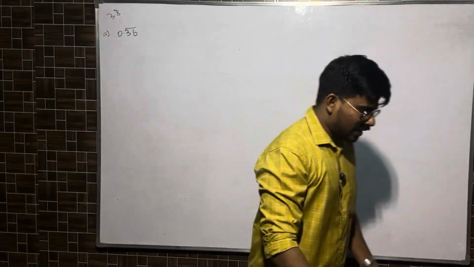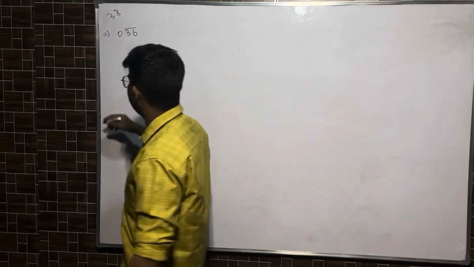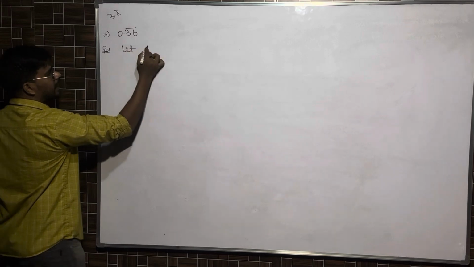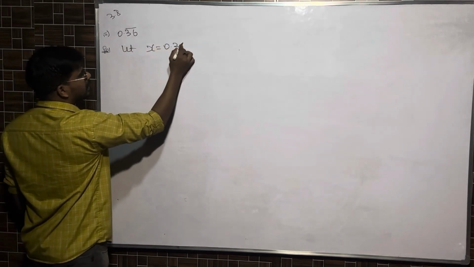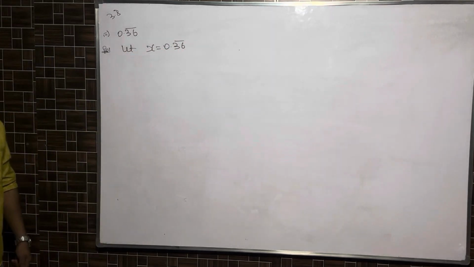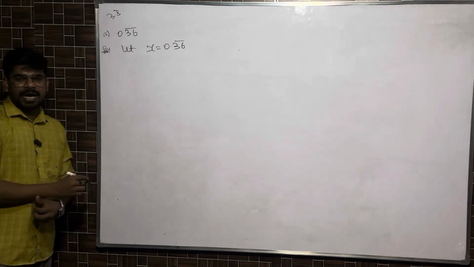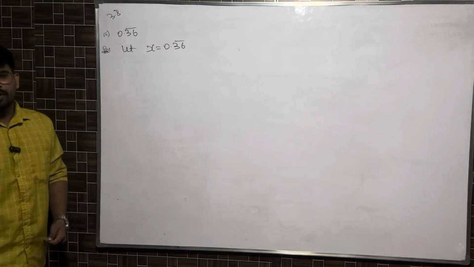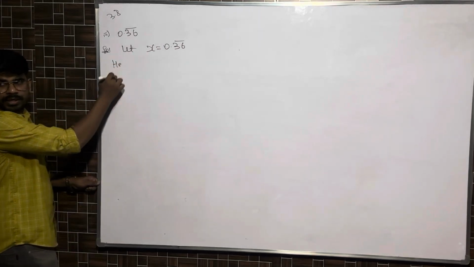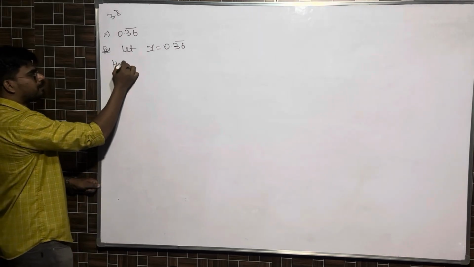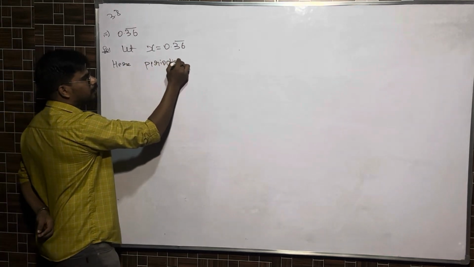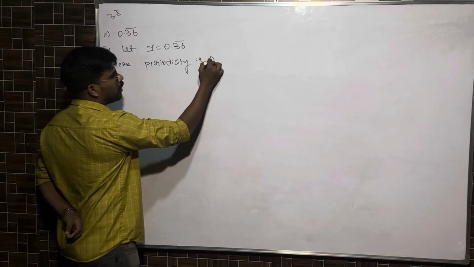0.36 bar. What do we do? Same steps. So, solution: let x is equal to 0.36 bar. On how many numbers is the point there? 2 numbers. So here the periodicity is 2.